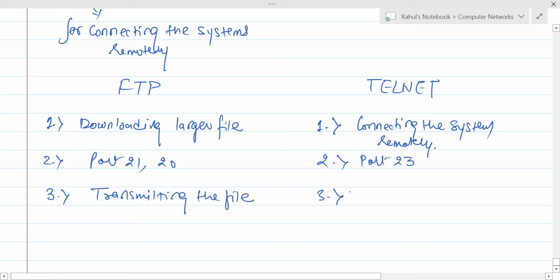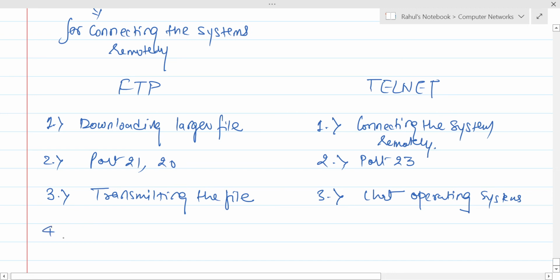And in Telnet, it will normally be used for chat operations, or for chatting purposes.